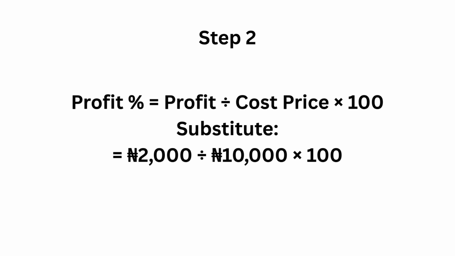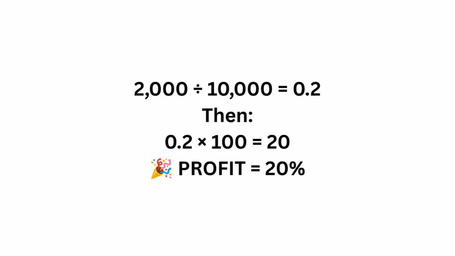Step 2, now we use our profit percentage formula. Profit divided by cost price multiplied by 100. So we have 2,000 divided by 10,000 multiplied by 100. 2,000 divided by 10,000 is 0.2. Multiply 0.2 by 100 and we get 20. So our profit percentage is 20%. 20% profit, that's a lot of profit, right?